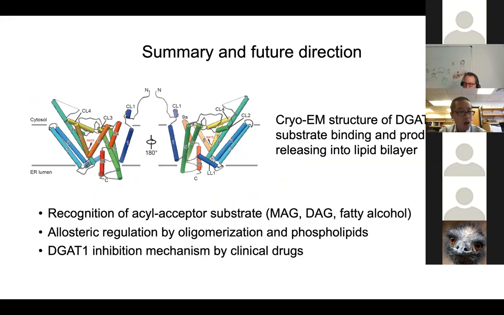For example, how DGAT1 recognizes different acyl-CoA or acyl acceptor substrates such as MAG, DAG, as well as fatty alcohol, and how the protein is regulated by self-organization as well as by interaction with negatively charged phospholipids. And also because DGAT1 is a very important metabolic protein, a lot of inhibitors have been developed to target DGAT1, and we really want to understand how those inhibitors inhibit DGAT activities.